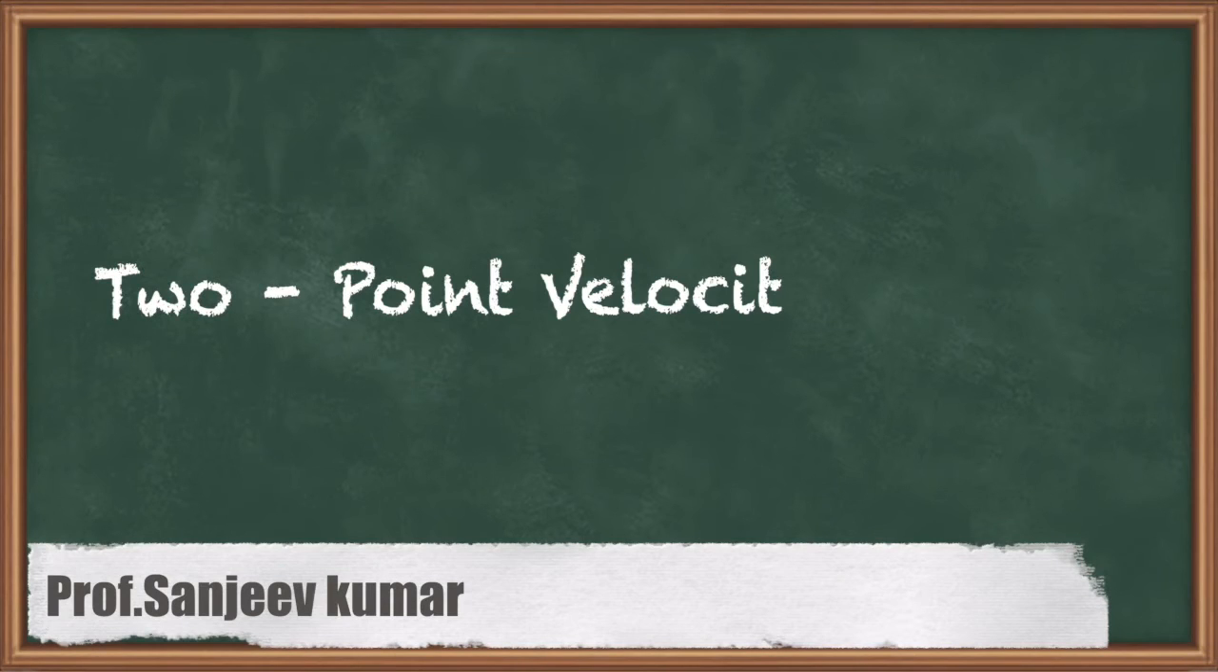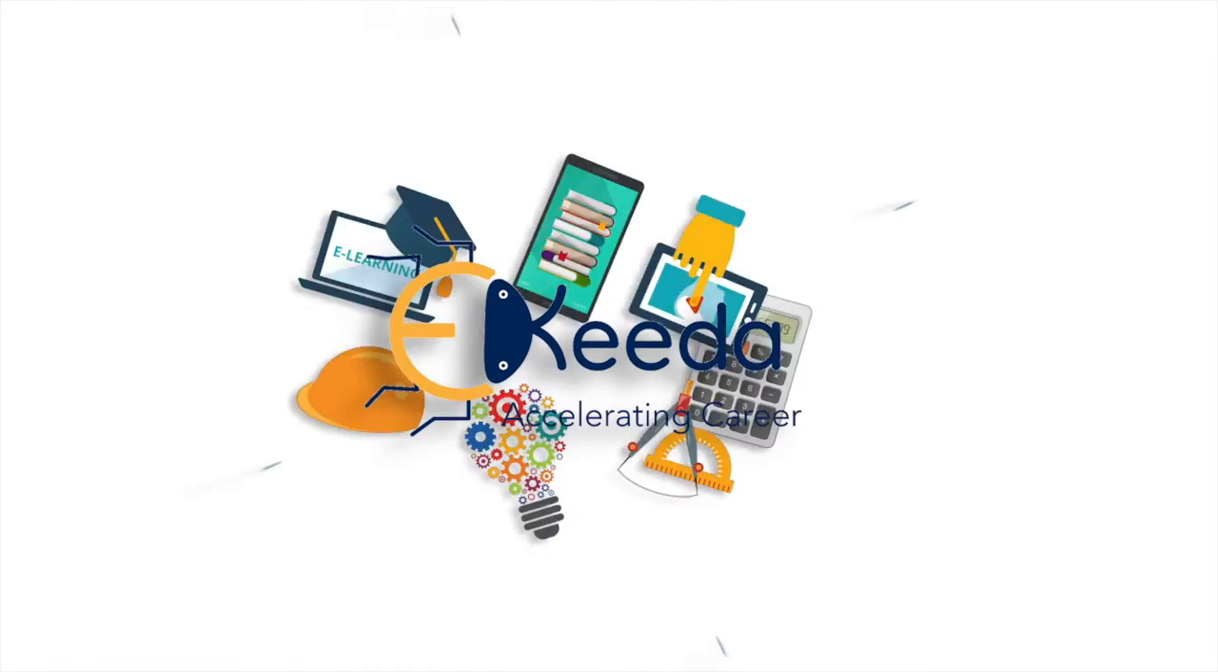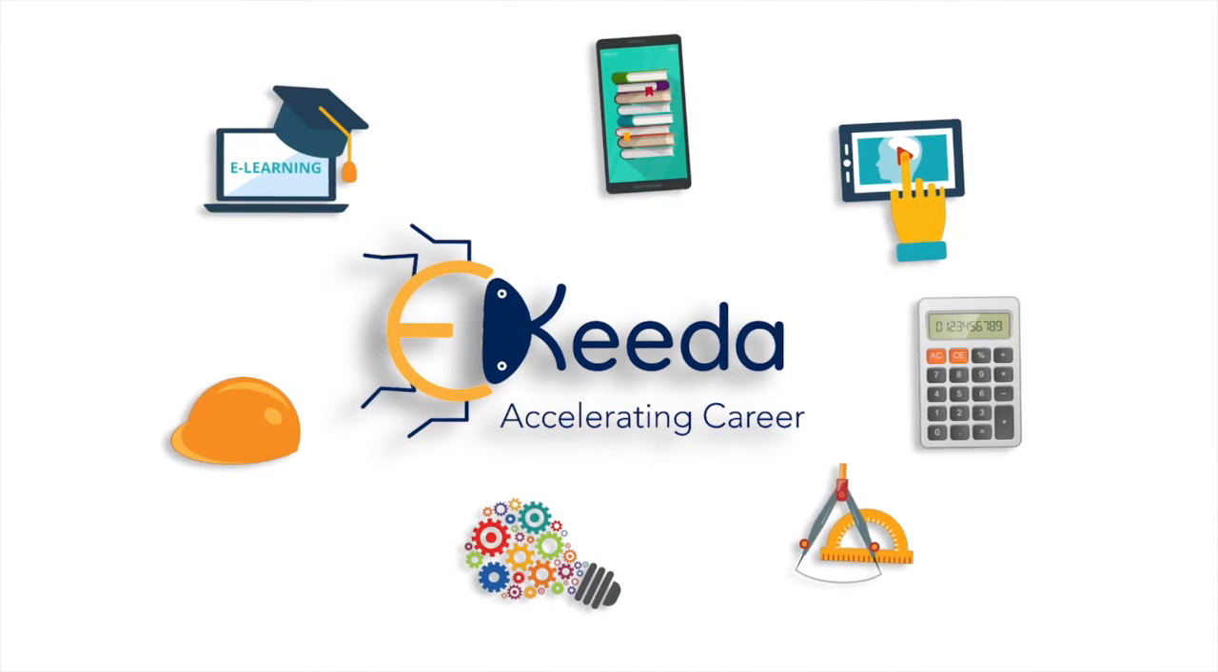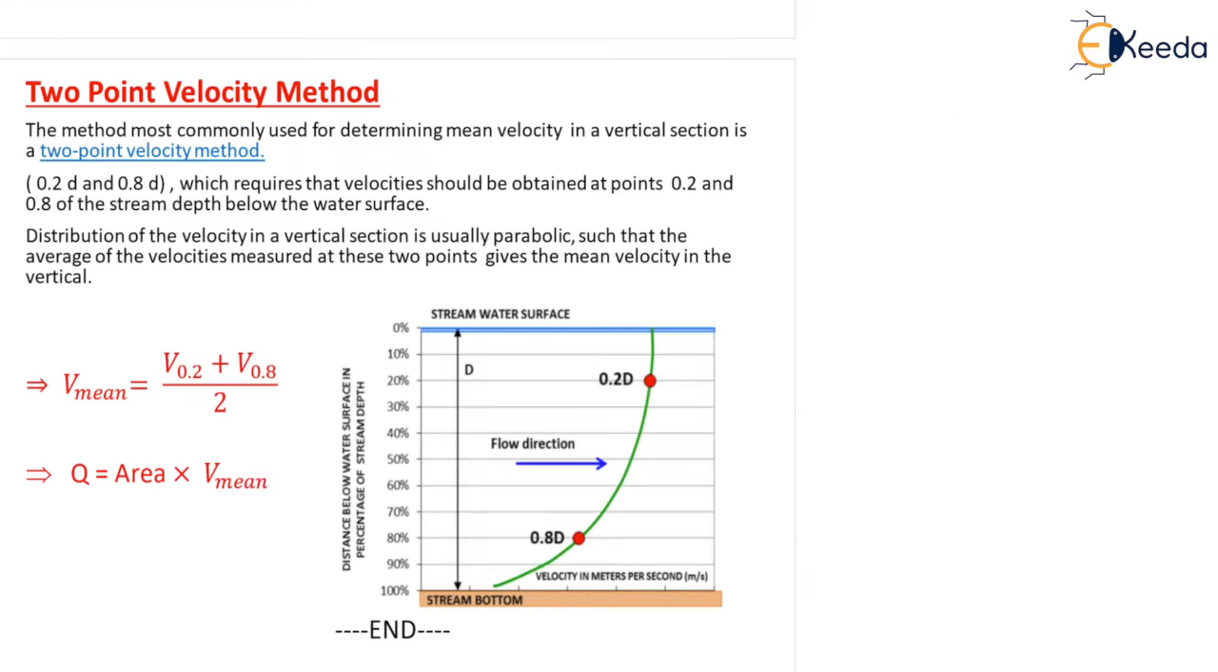Hello friends, in this video we are going to see the two-point velocity method. The two-point velocity method is a very common method for finding the average velocity. The method most commonly used for determining the mean velocity in a vertical section.